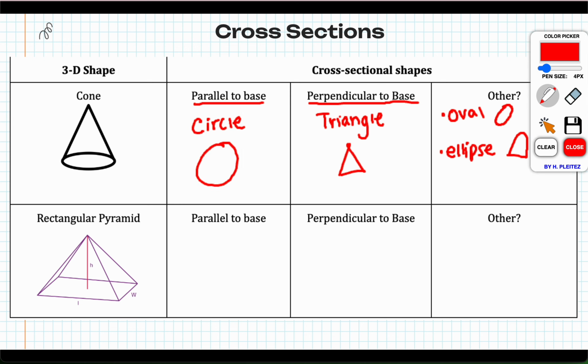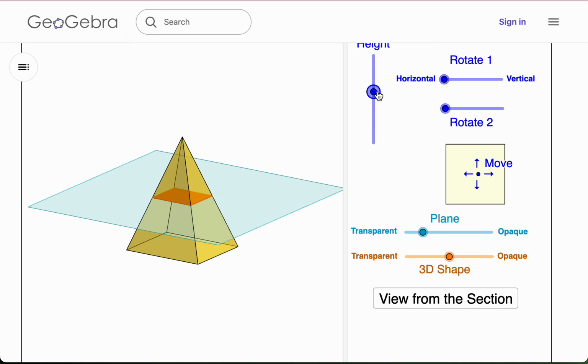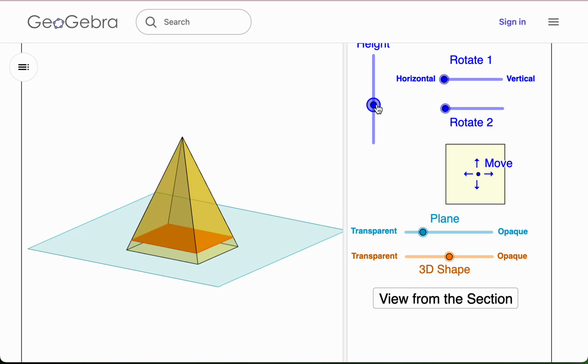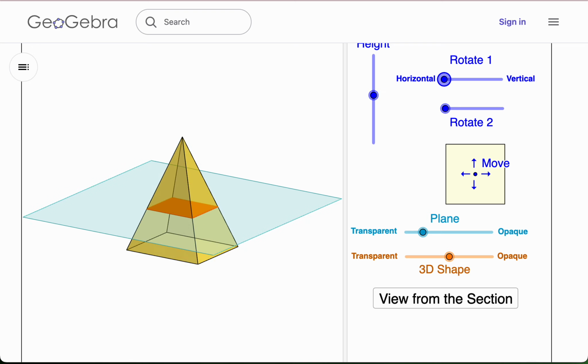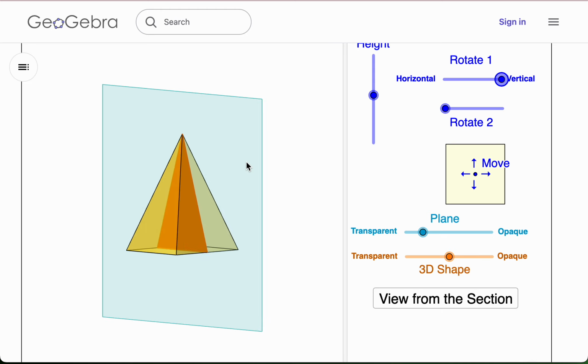Now the next shape we're going to do is a rectangular pyramid. So again, we're going to test when we cut it parallel to the base, perpendicular to the base, and then we're going to see if there are any other ones in there. Alright, so here's our rectangular pyramid, and the standard cross-section for this is where our plane is parallel to the base. So when our plane is parallel to the base, no matter what height I take this at, I can see that we have that rectangle there. And then when we are perpendicular to our base and we rotate this around, we can really nicely see that we get a triangle there.